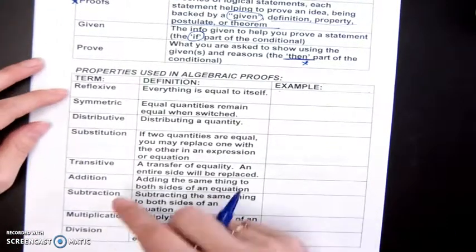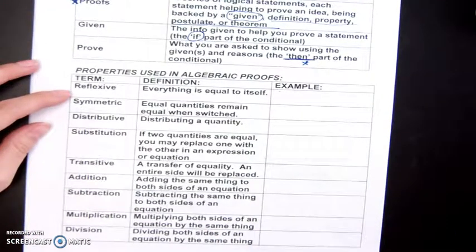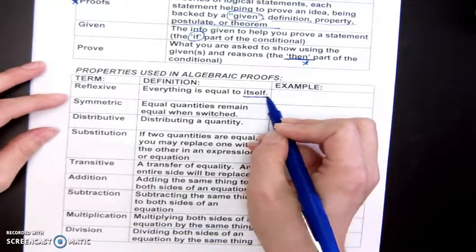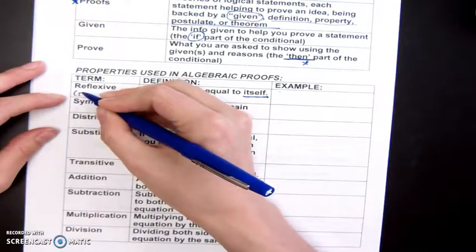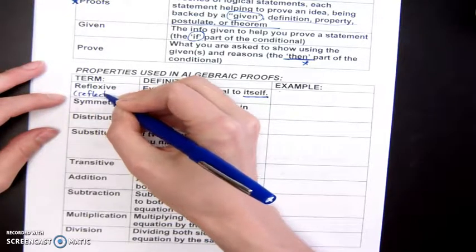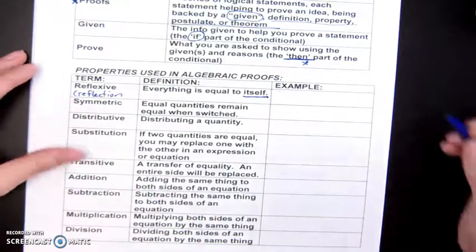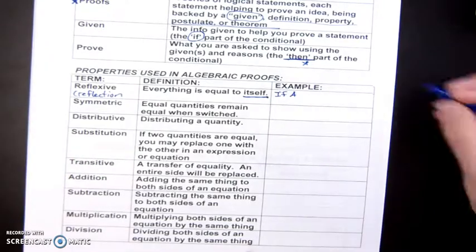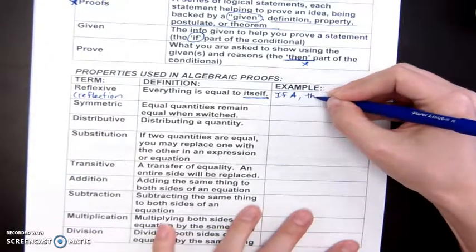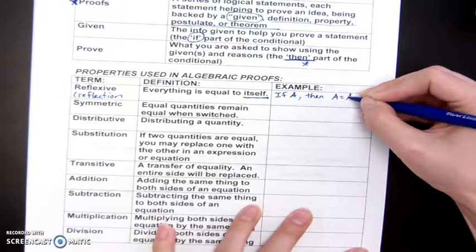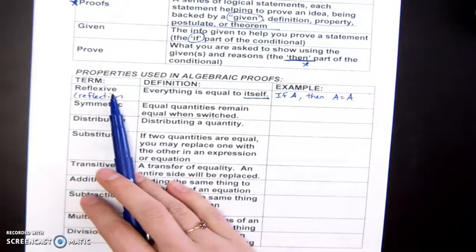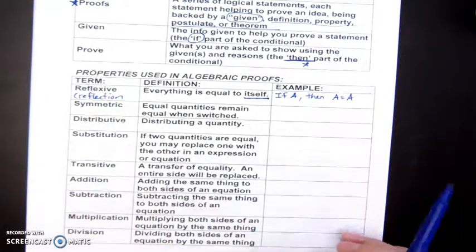So reflexive. When you see a reflection, what do you see? Yourself, right? So reflexive is just something equal to itself. Think of reflection if that helps you. An example would be, if you have A, which is our given, if A, then A equals A. Seems really basic, right? All you have to remember is to pair that word in your mind: reflexive goes along with A equals A.